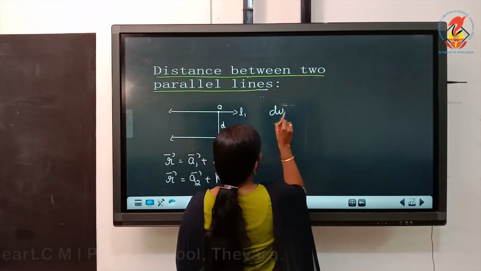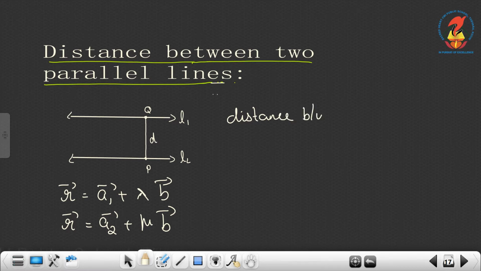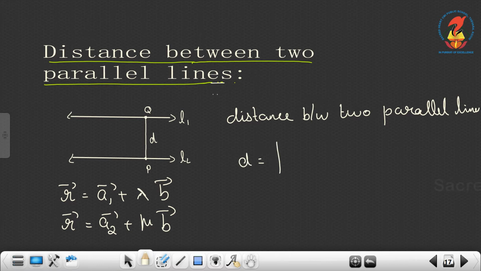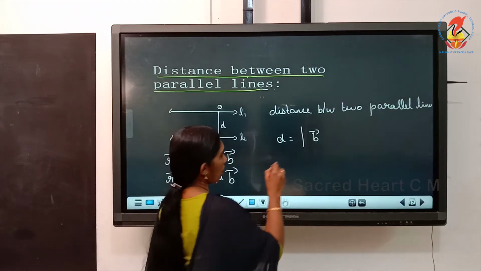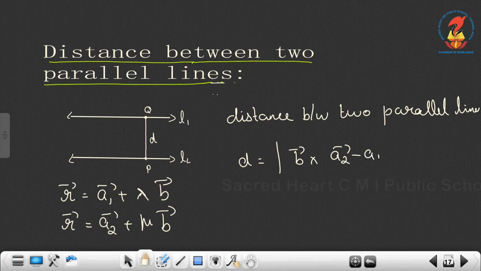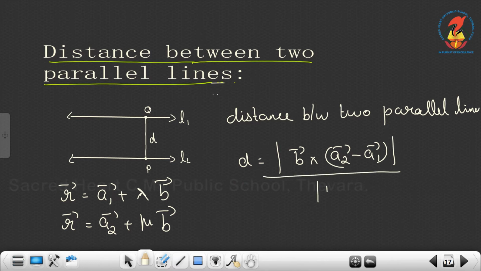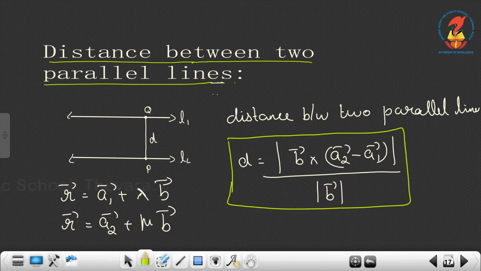So the distance between two parallel lines, D is equal to B cross. In the previous one we had B1 cross B2. Here there is only one B. So B cross (A2 minus A1). This is a vector quantity. Find its modulus, divided by mod of B. Only this much. And the Cartesian form is not given in the textbook. So you have to learn only this vector form.